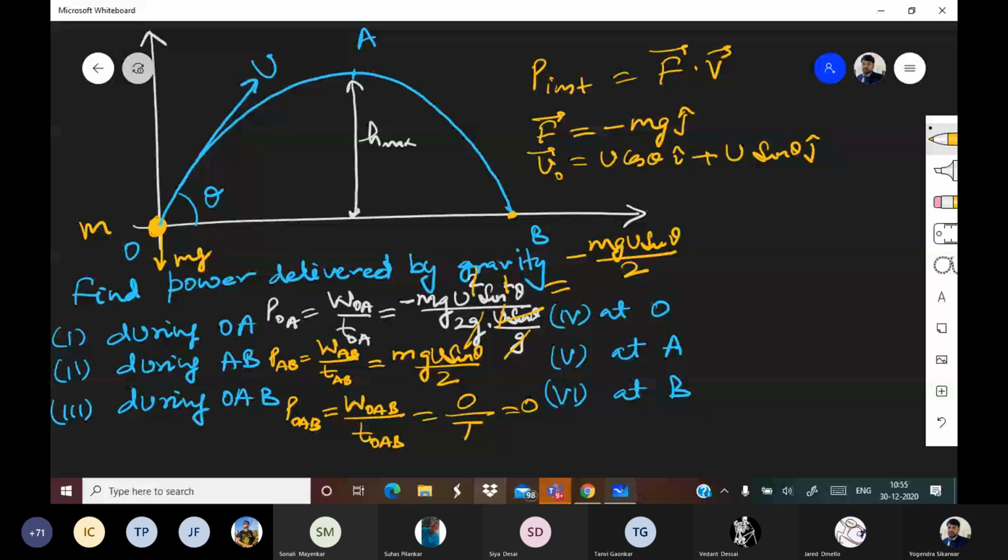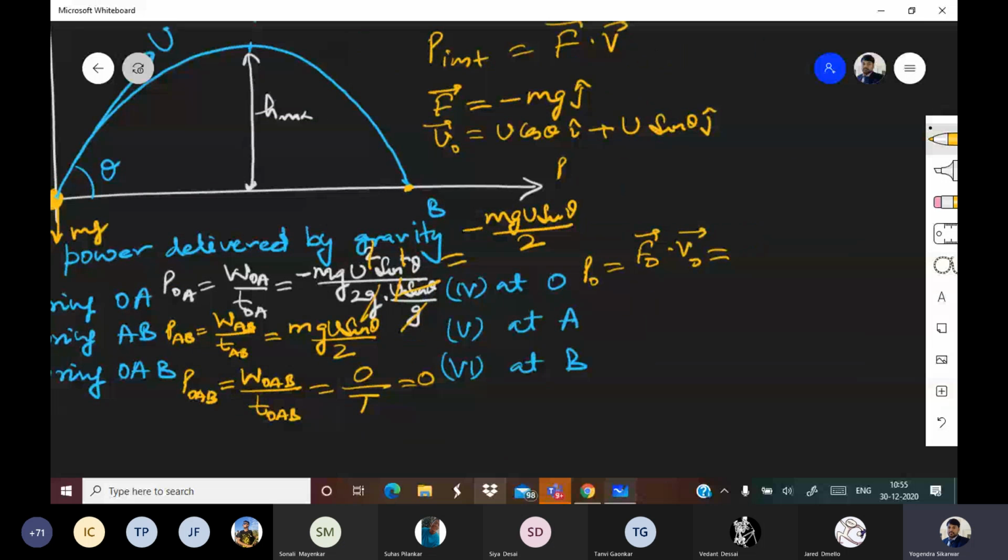So P at O is equal to F dot V at O, and now I'm writing the answer directly. F is minus mg j, U is this, so that will be minus mg U sin theta, because j dot j will be 1. So minus mg U sin theta, both are also correct.